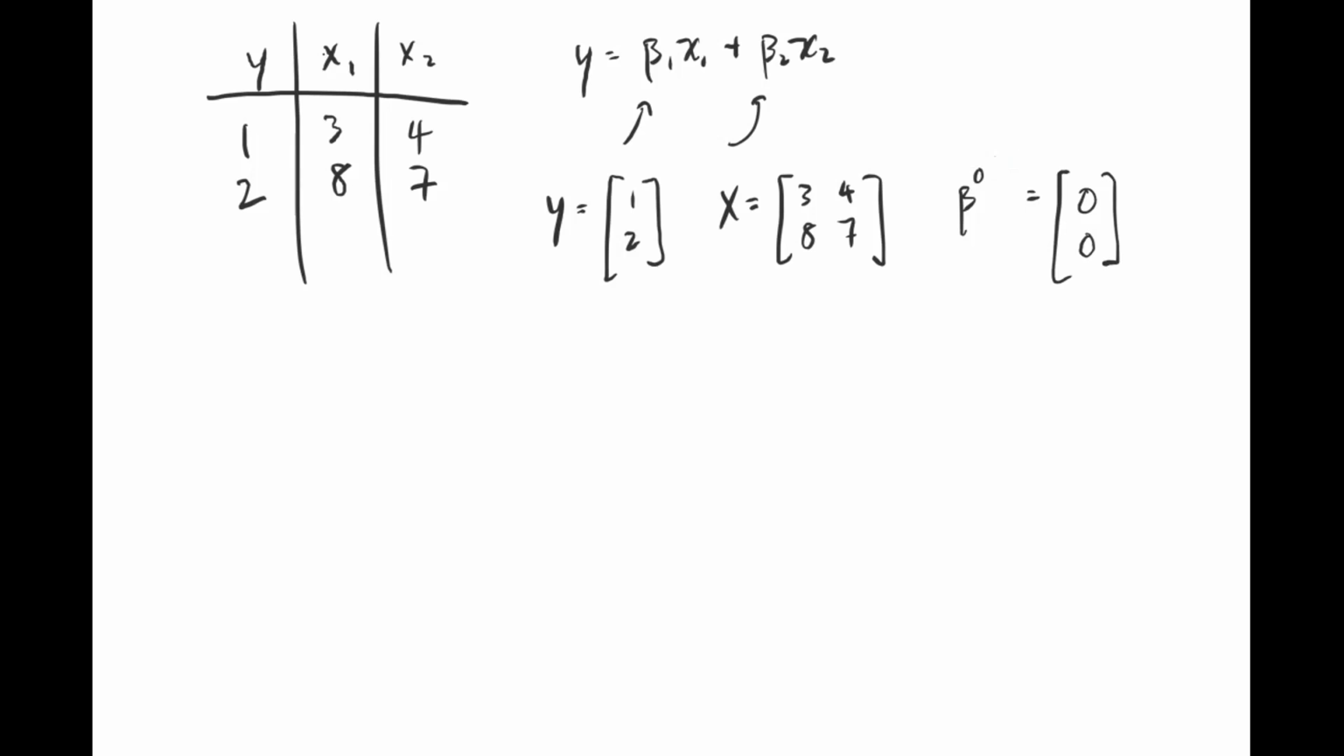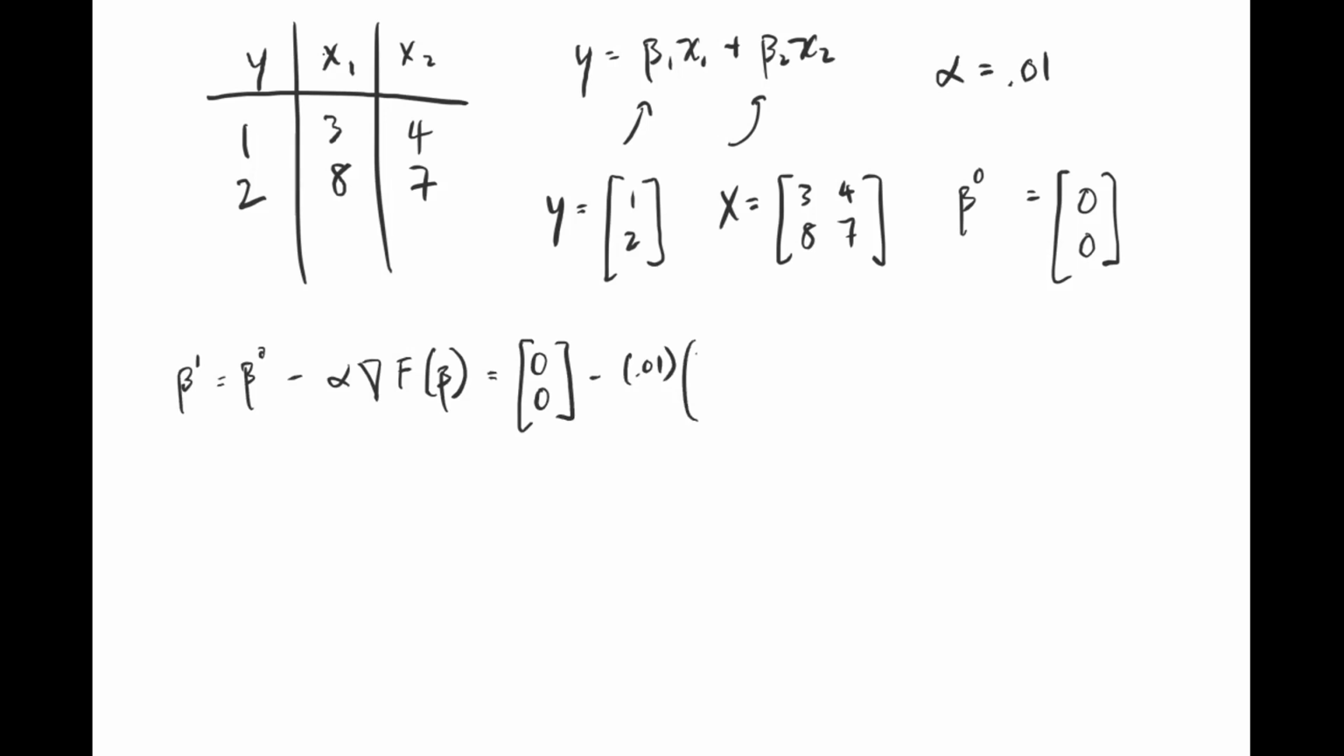Okay, so then we will have our gradient descent algorithm, which is going to be beta 1 is equal to beta 0 minus alpha times our gradient of the loss function. So this will be 0, 0. And then, again, I'll talk about this a little bit more later, but I'm just going to set my learning rate to be 0.01 for now. 0.01, let's do 1/2.